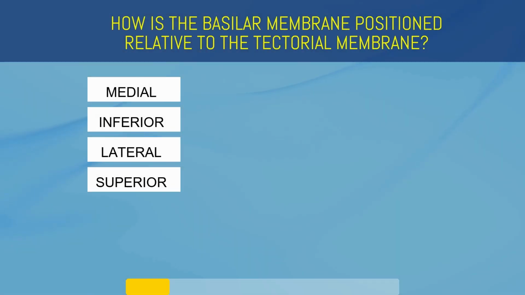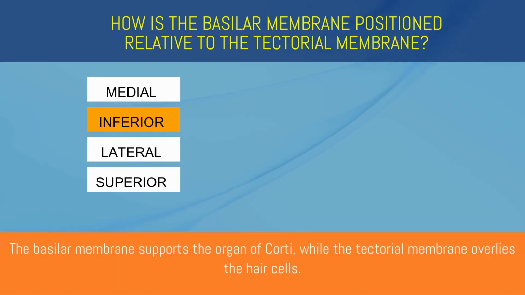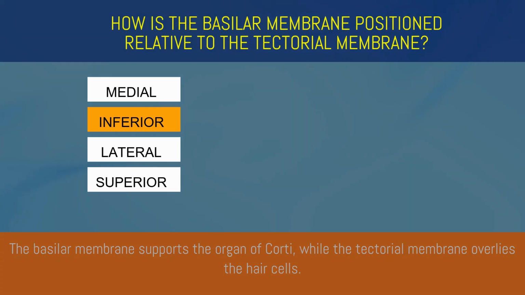How is the basilar membrane positioned relative to the tectorial membrane? Medial, inferior, lateral, or superior? Inferior. The basilar membrane supports the organ of Corti, while the tectorial membrane overlies the hair cells.